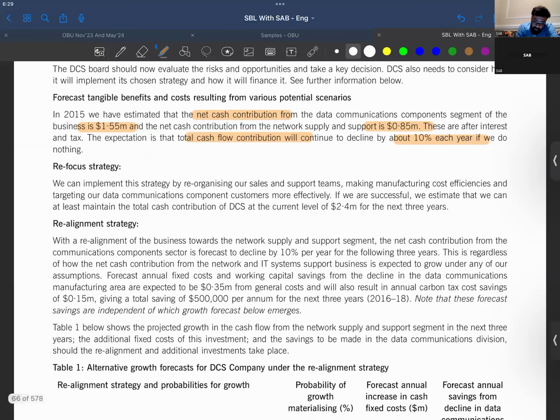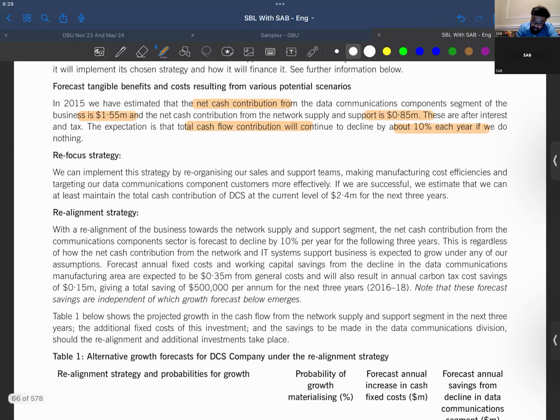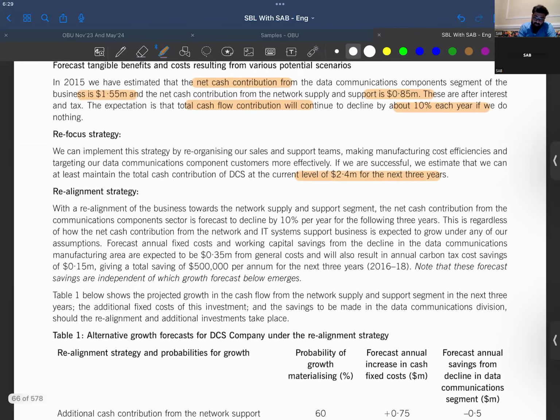Refocus: we can implement this strategy by reorganizing, making manufacturing cost efficiencies and targeting data communication component customers more effectively. If we are successful, we estimate that we can at least maintain a contribution for the next 3 years, right? We can at least maintain a contribution from both of the businesses, the total cash contribution from this.